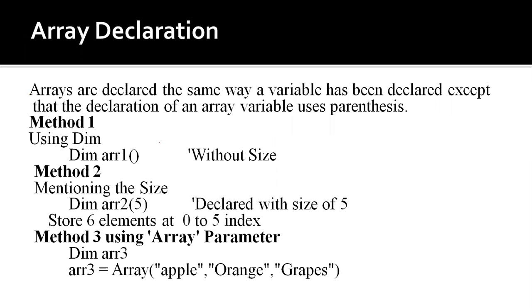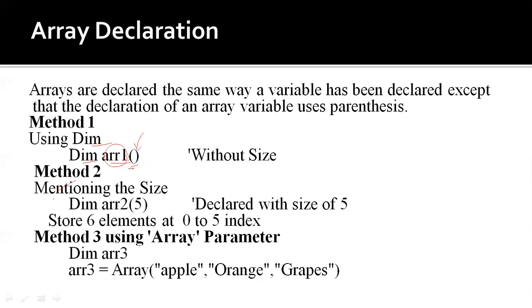Arrays are declared the same way as a variable is declared, except that the declaration of an array variable uses parentheses. The first method is using Dim. Dim ARR1 is the name of the array variable, and it is declared with parentheses. So here we have not defined any size of this array.